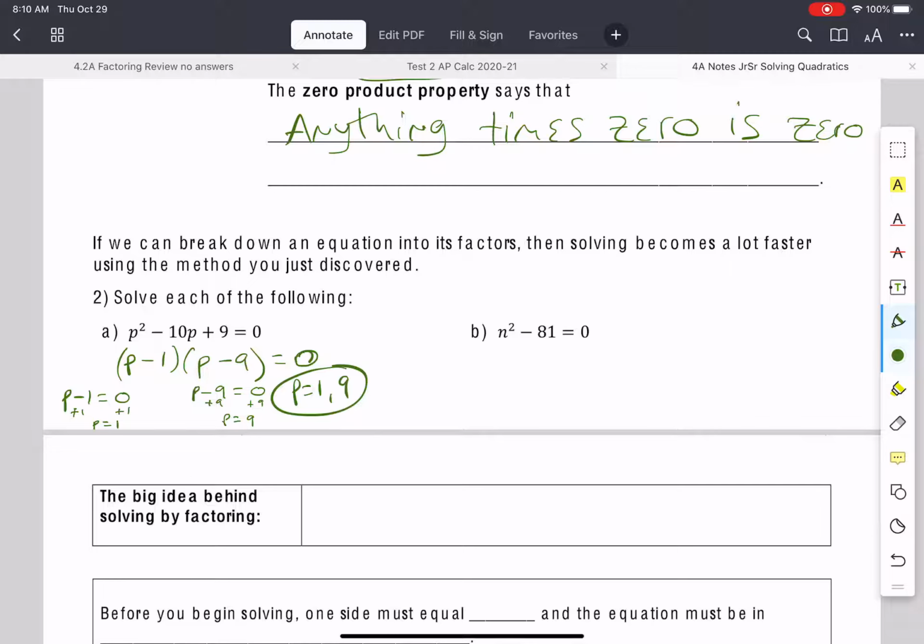What was the highest exponent in part A? 2. How many answers did it have? 2. Weird, huh? When I had a highest exponent of 1, there was 1 answer, and when I had a highest exponent of 2, there was 2 answers. We'll talk about that more next time, but that's called the fundamental theorem of algebra. The highest degree is how many answers it has, okay?